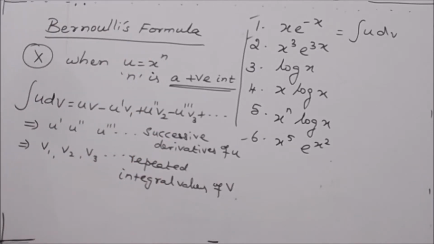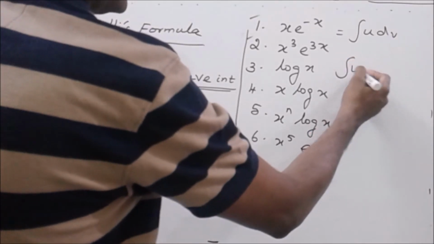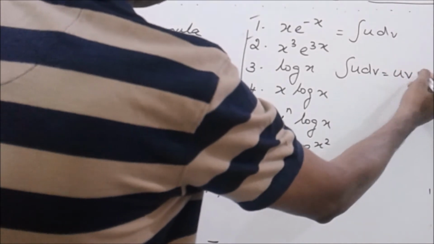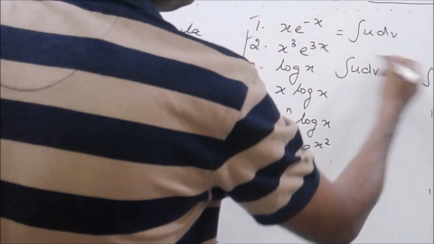And then for the first case, integration by parts, integral u dv equals uv minus integral v du. We have another formula, u dv equals uv minus integral v du.